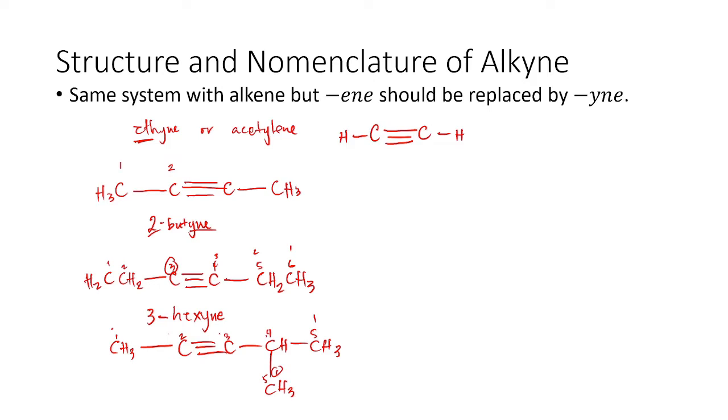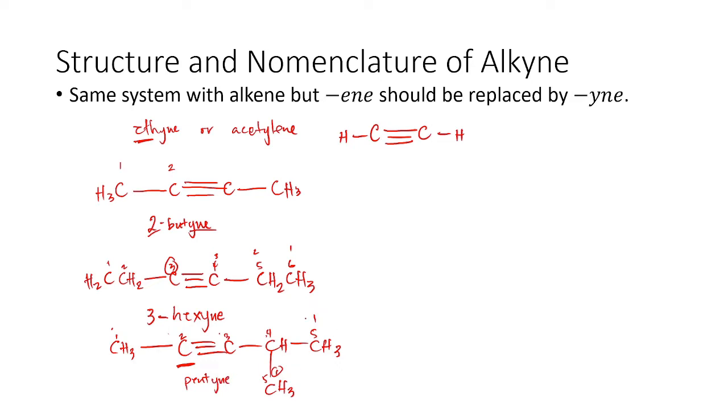But since we're following the same concept with the alkene, we will be giving the lowest possible position for our triple bond. So that will be this carbon 2, and being 5, that means this is actually pent. And since we have a triple bond, this will be "-yne."